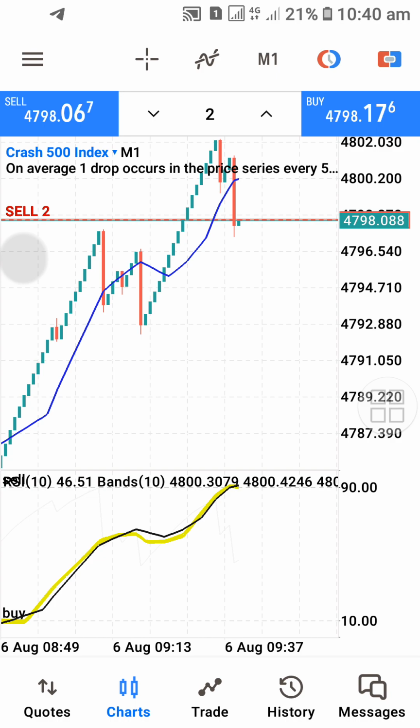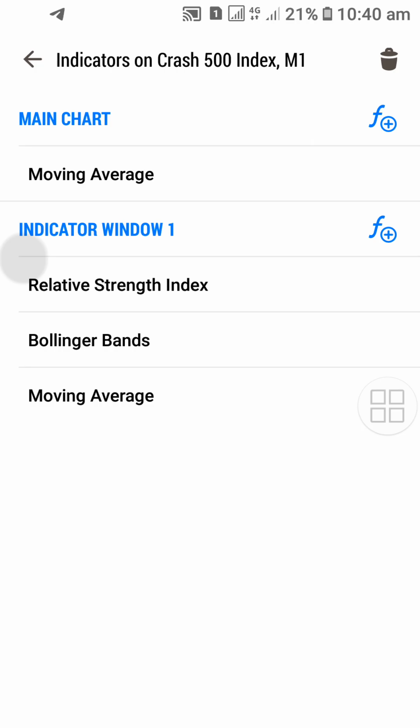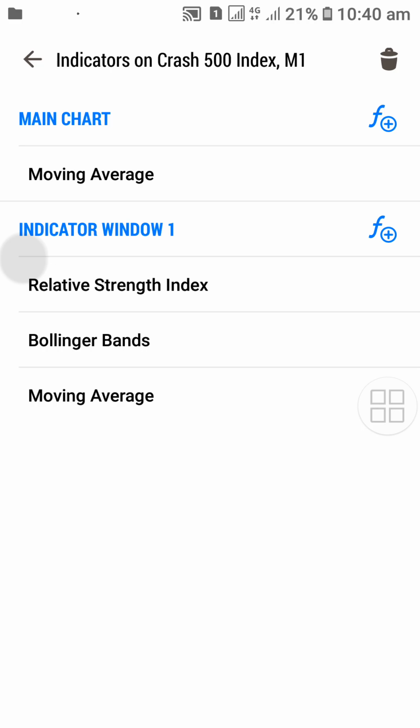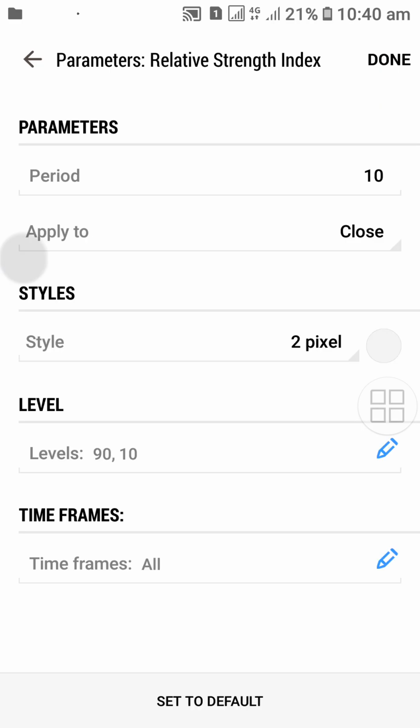Let me show you the settings we are using here. The first setting across the main chart is the moving average, and these are the parameters we are using. Take good note of this, screenshot it, and apply it just the way you're seeing it here. The next is the Relative Strength Index. Take note of this. This is the level we are talking about, and I've shown you what to do with the level already.